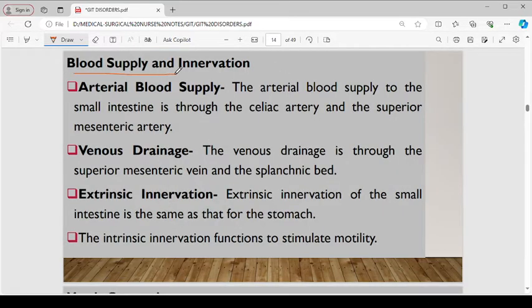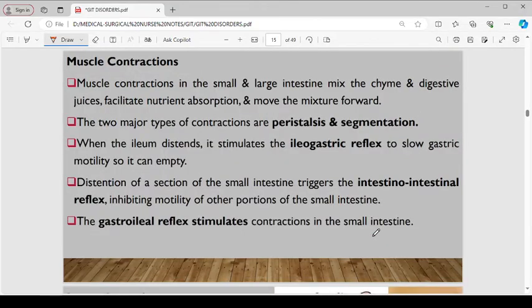As for the blood supply and innervation, the arterial blood supply to the small intestines is through the celiac artery and the superior mesenteric artery, just like the stomach. For the venous drainage, the vein is through the superior mesenteric vein and the splanchnic bed. The extrinsic innervation of the small intestine is the same as the stomach. The intrinsic innervation functions to stimulate motility.